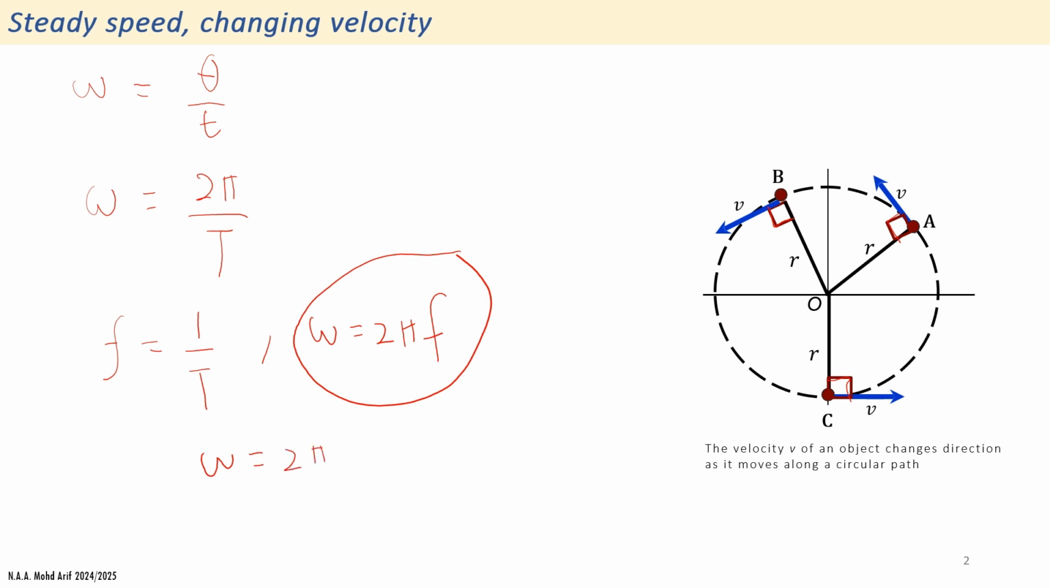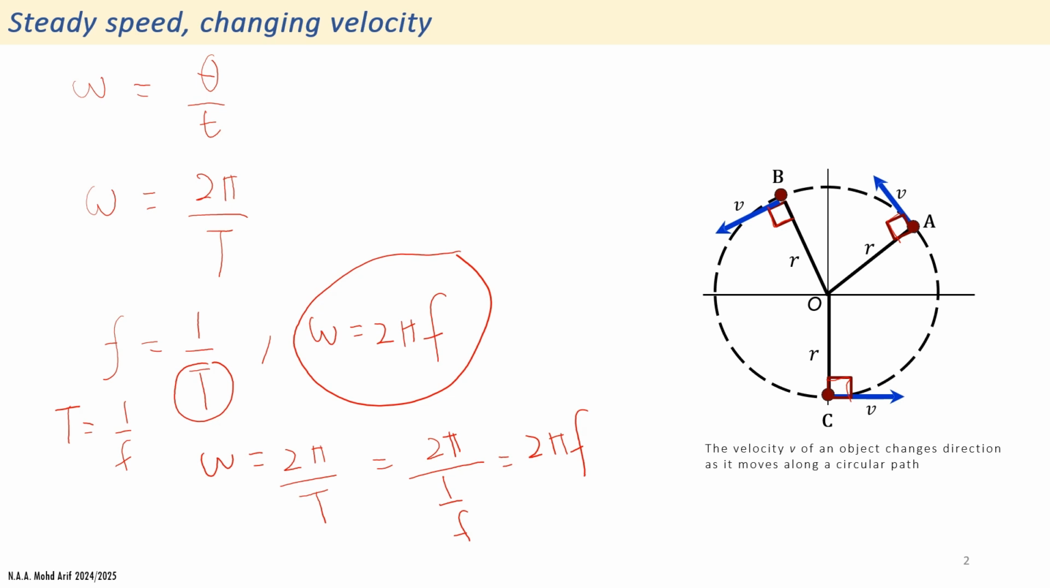How to derive it? Omega equals 2 pi over T. So for T, we can replace it with 1 over frequency. So you get 2 pi f.